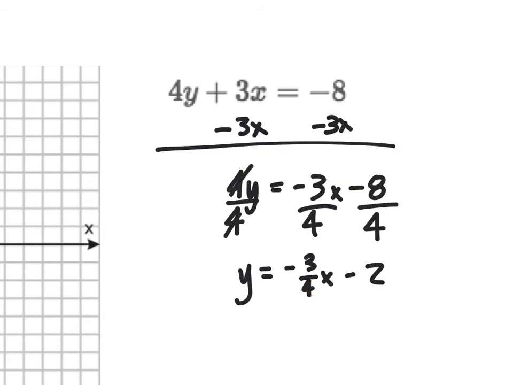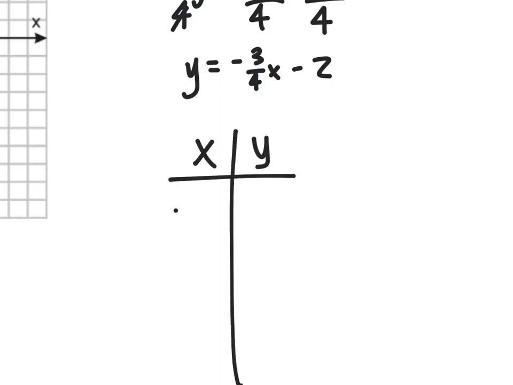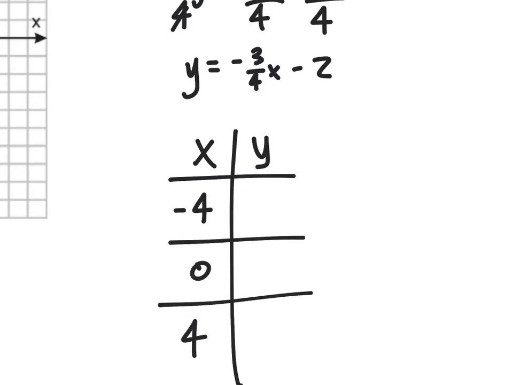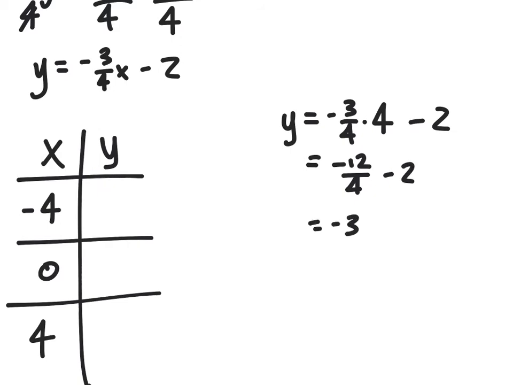Now, because my denominator is 4, when I choose my numbers for x, I'm going to choose negative 4, 0, and positive 4. When I do that, let's do that over here. I'm going to do y is equal to negative 3/4 times 4, plug that in, and then minus 2. Let's multiply across, it's going to give me negative 12 over 4 minus 2. That's going to give me negative 3 minus 2, which gives me a value of negative 5. And so that's that value there.